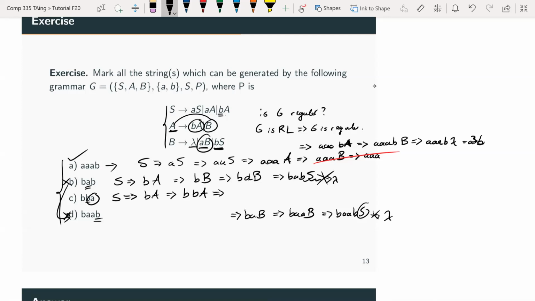I'm going to go to B, and then I'm going to replace this B with AB. I'm going to replace this B with AB, and then I know I can replace that with a lambda, so I get BBA. So yes, I can derive this string. All right, good. Okay, so that's how you would answer this type of question.